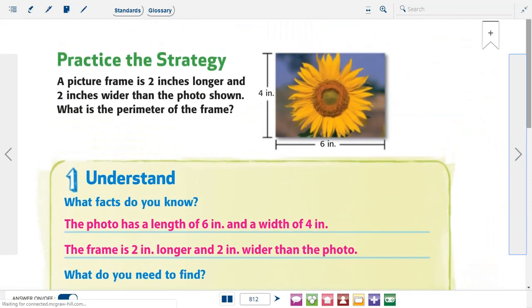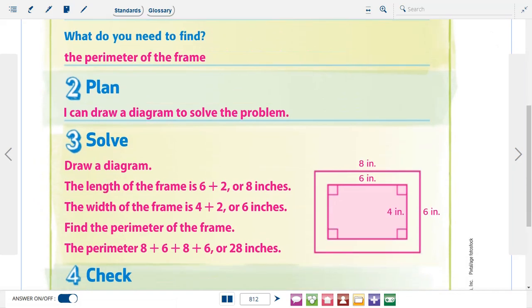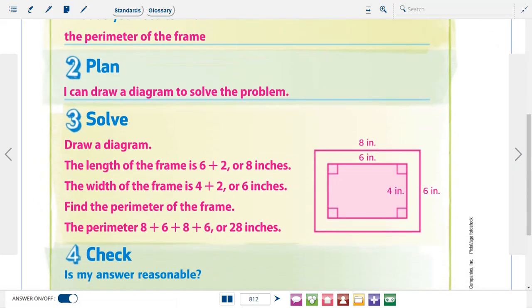That's why. A picture frame is 2 inches longer and 2 inches wider than the photo shown. The photo is 4 by 6. It is 2 inches longer and 2 inches wider, so it will be 6 by 8, okay? So when we draw a diagram here, we will draw 6 by 8.